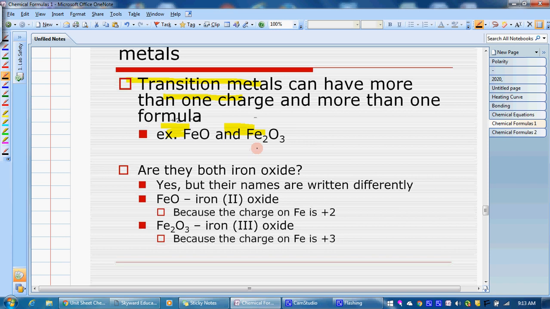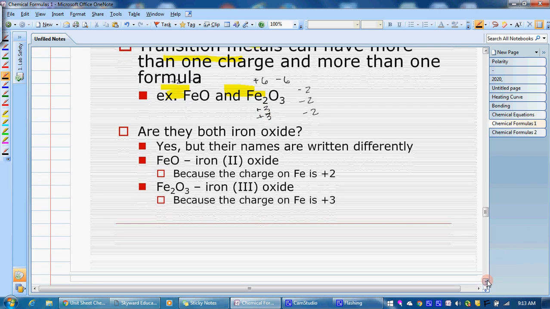+3 plus +3 would give us a +6. And we just said if oxygen is -2 and you have 3 of them, -2, -2, -2 would give us a -6. And so those would cancel out. Okay, so this would be iron 3 oxide because we know the charge here has to be +3 to only have 2 irons here. Okay, and so we'll do some more practice with that also.